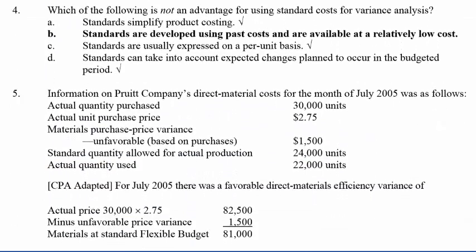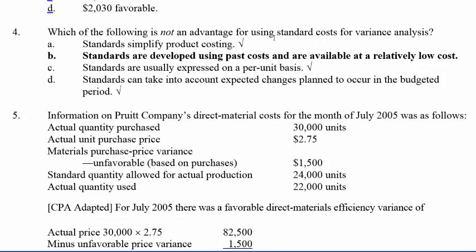Number 4, which of the following is not an advantage for using standard cost for variance analysis? Again, notice this is a question with the word not in it, so let's turn it around. Which of these 4 are an advantage for using standard cost for variance analysis? It definitely simplifies our product costing, because it's easier to put all this stuff together if we have standards for what we expect our cost to be, therefore speeding up our process for assigning a selling price per unit for these items.